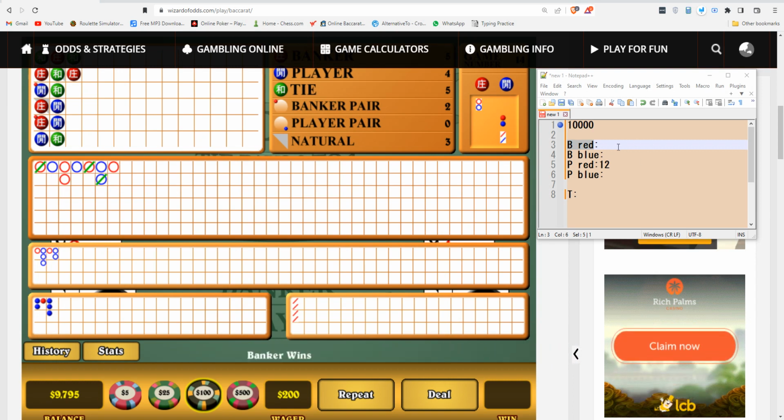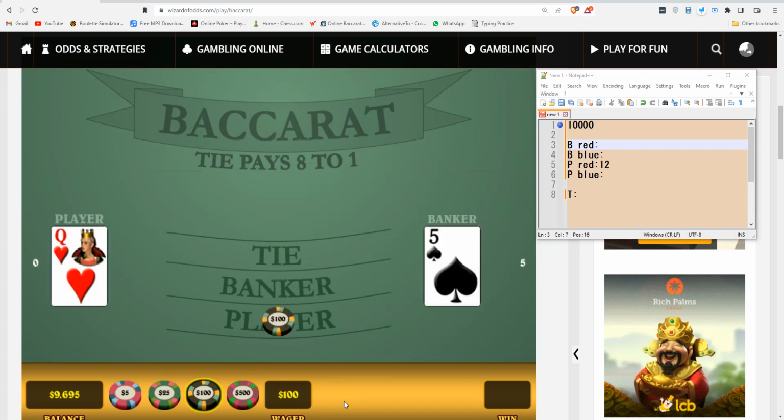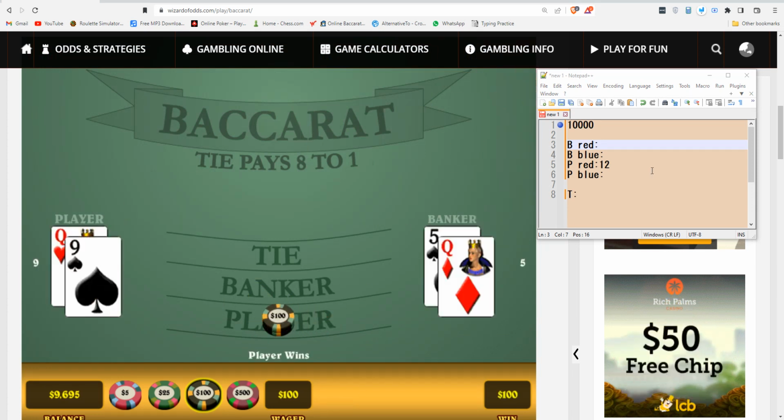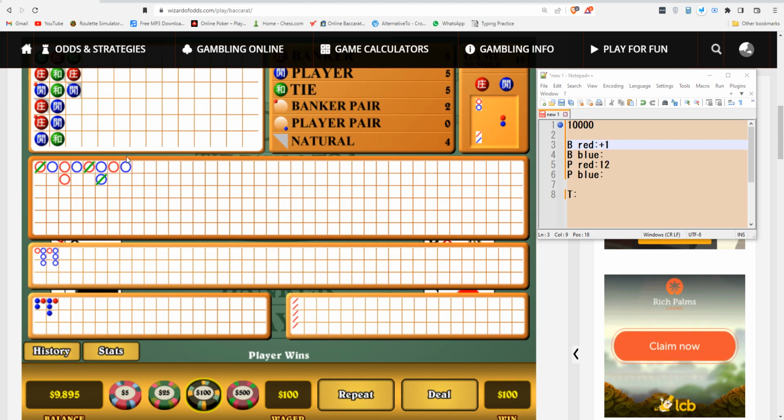So we bet player here, but for the red side, for the red, B red banker, because we are on the banker now. 1 unit for player, on player. You see, +1, +1. So the next time I'll parlay. Now player side, we bet P red 3 units on again on singles.